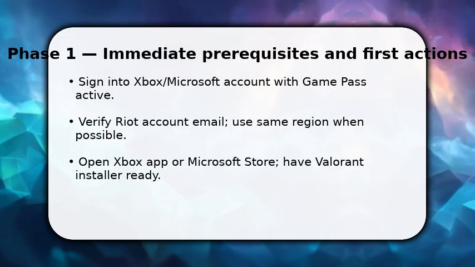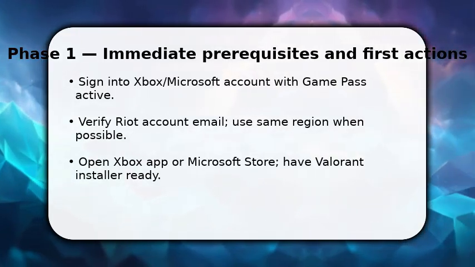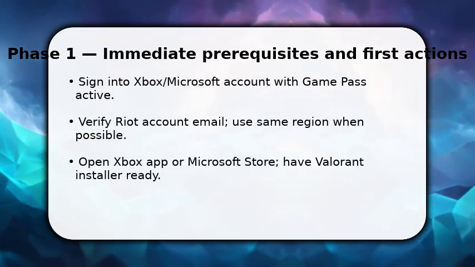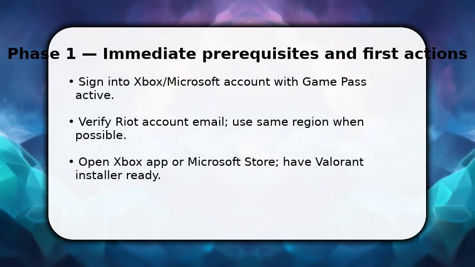Once done, launch the Xbox app and search for Valorant or find the Game Pass catalog so you can claim or install the game. This immediate setup speeds the linking flow and avoids later account mismatches.